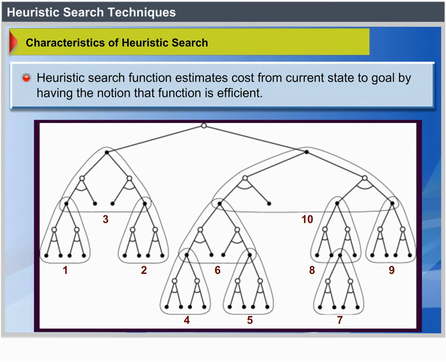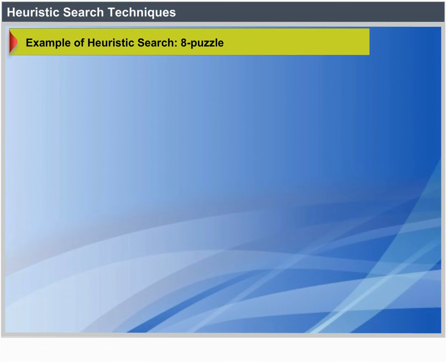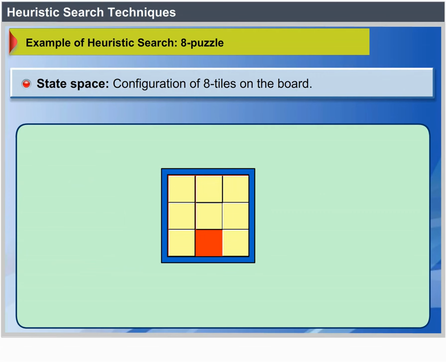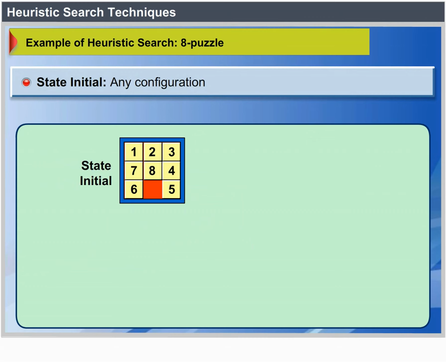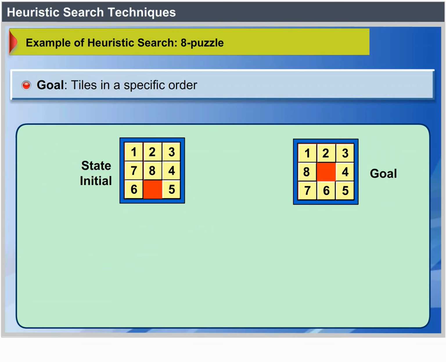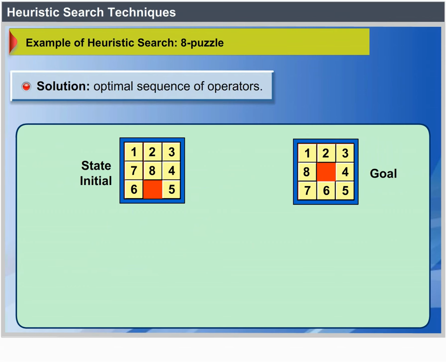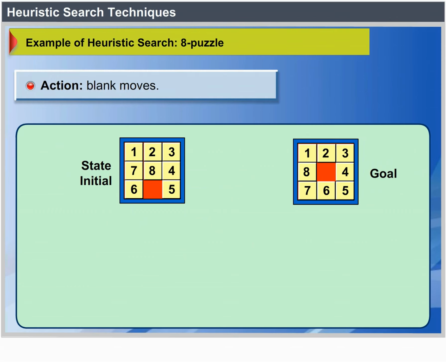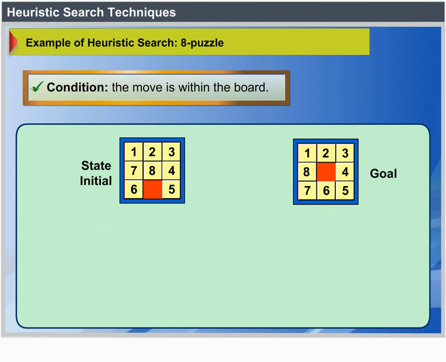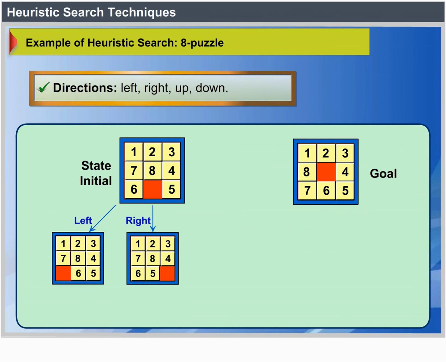Example of heuristic search: the 8 puzzle. State space: configurations of 8 tiles on the board. Initial state: any configuration. Goal: tiles in a specific order. Solution: an optimal sequence of operators. Action: the blank moves. Condition: the move is within the board. Directions: left, right, up, down.